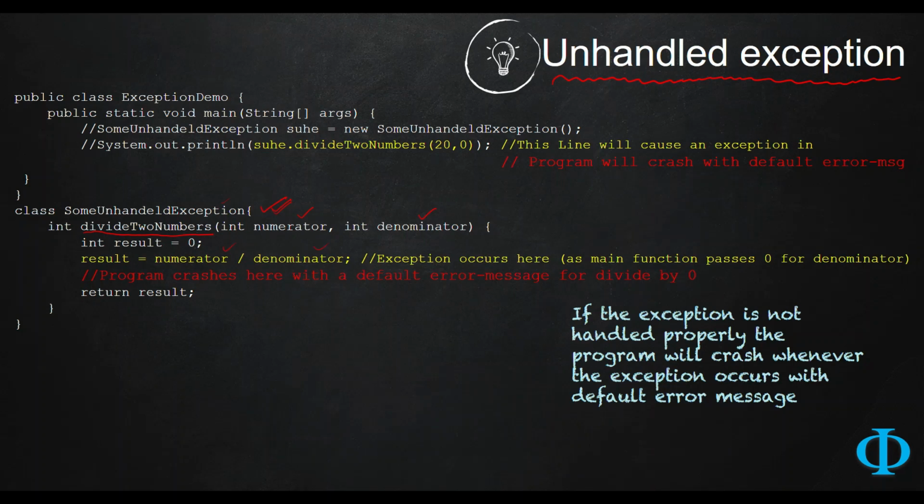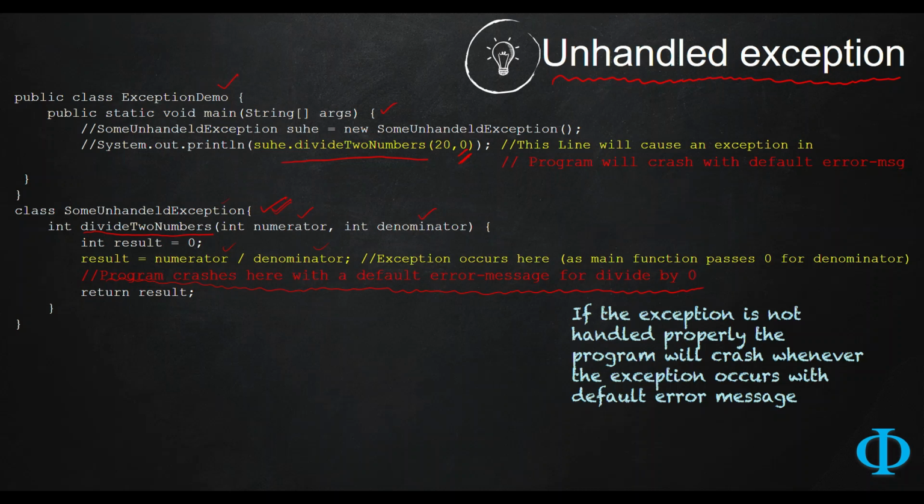Now, what happens when you call this function, let's say from another class, from the main function? If you call this function, divideTwoNumbers, and you pass the denominator as 0, then there will be an arithmetic exception in your program. And if you do not handle it properly, what will happen? Your program is going to crash here with a default error message for dividing by 0.